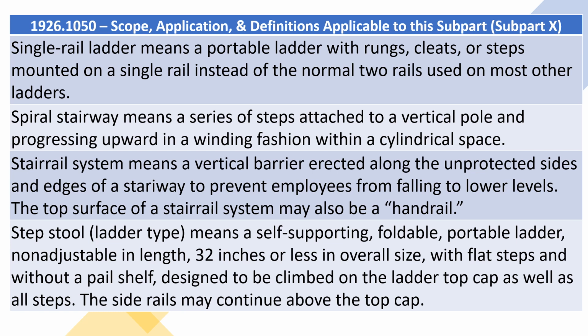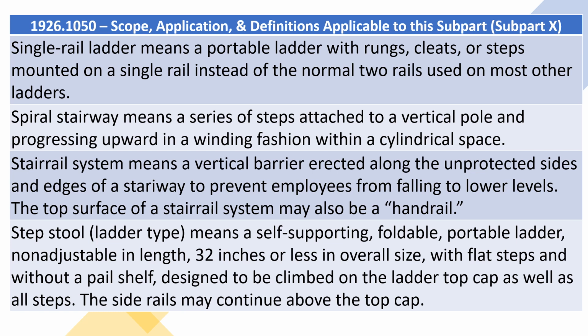Spiral stairway means a series of steps attached to a vertical pole and progressing upward in a winding fashion within a cylindrical space. Stair rail system means a vertical barrier erected along the unprotected sides and edges of a stairway to prevent employees from falling to lower levels. The top surface of a stair rail system may also be a handrail.